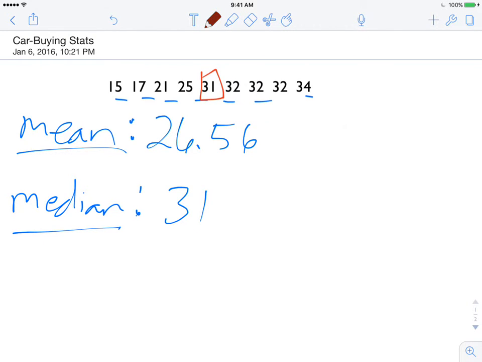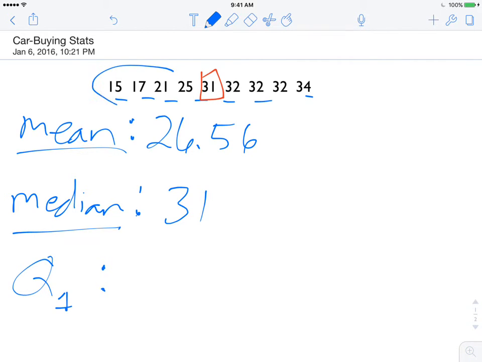So now we're going to find some pieces that are called quartiles. So we're going to find the first quartile. So this is quartile 1. Quartile 1 would basically be the median of the lower half of numbers. Okay, the median of the lower half of numbers.